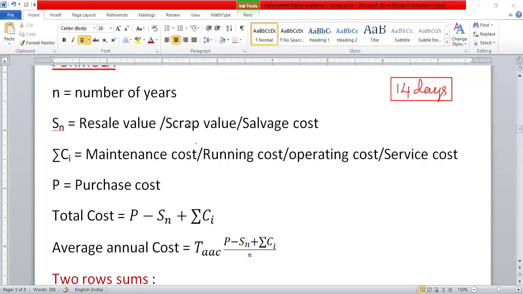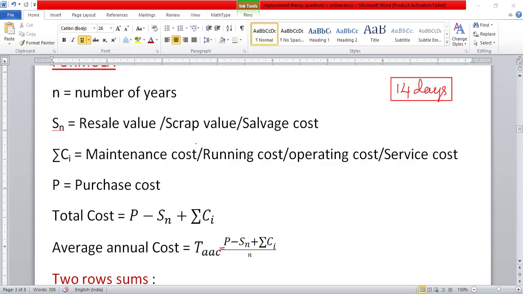I repeat once again, n is the number of years, S_n is resale value or scrap value or salvage cost, summation of C_i is maintenance cost or running cost or operating cost or service cost, P is the purchase cost, total cost is equal to P minus S_n plus summation of C_i, and average annual cost, that is TAAC, is equal to P minus S_n plus summation of C_i divided by n. Guys, get ready for the first problem.